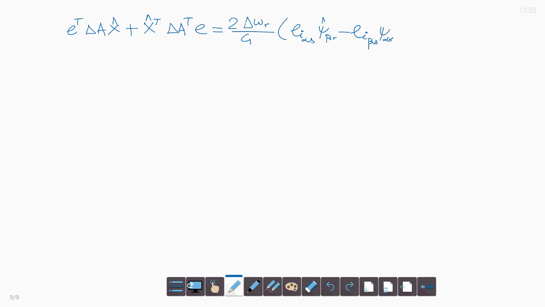So, in the last term of equation 13, that is E transpose into delta A into x hat plus x hat transpose into delta A transpose into E, because both the terms are equal and we have derived the first term, it is 2 into delta omega r by C1 into E I alpha s into psi beta r hat minus E I beta s into psi alpha r hat. Let us number this as equation number 14.